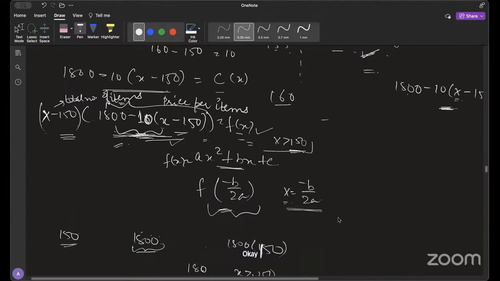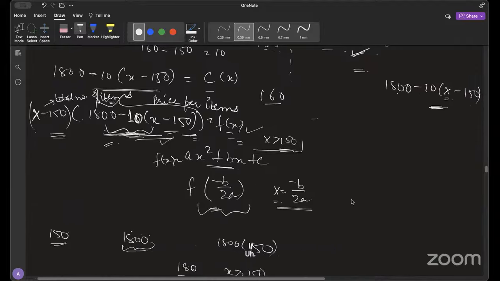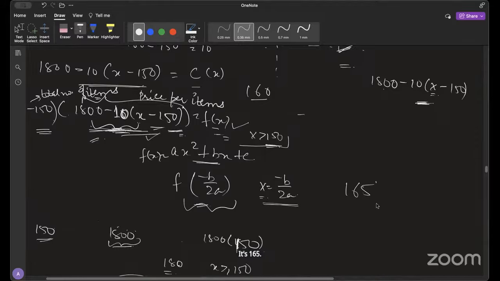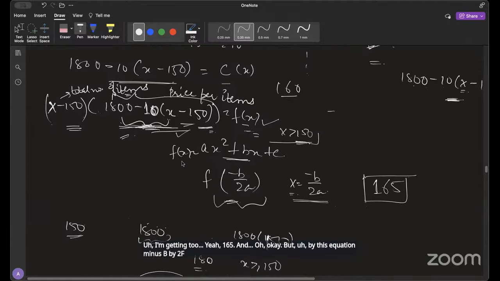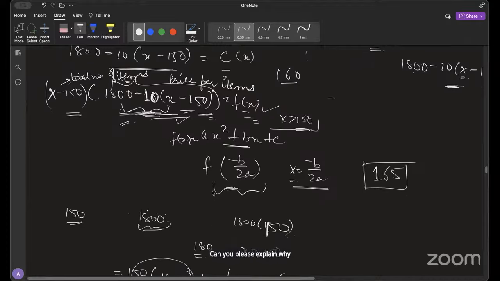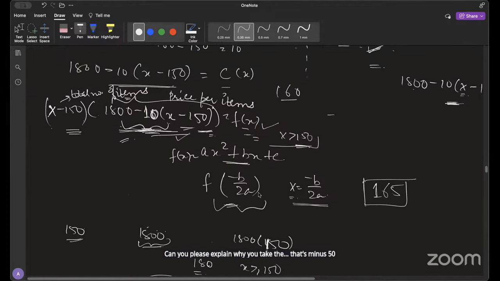Okay. And you're getting the correct answer from this equation, right? It's getting 165. Yeah, 165. That's the correct answer. Oh, okay. But by this equation, minus b by 2a, we are getting 240. Ma'am, can you please explain why you take the x minus 50 multiplied by this equation?